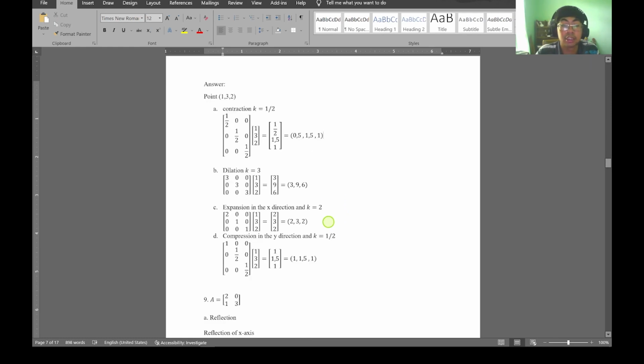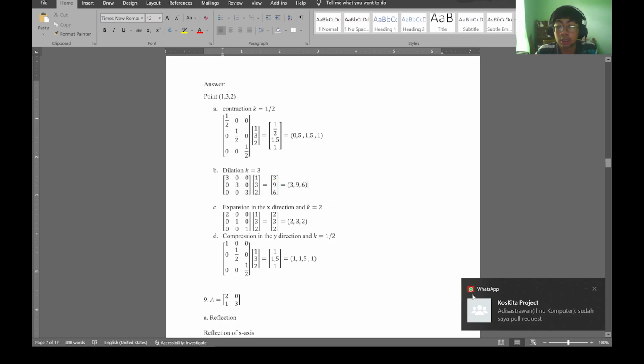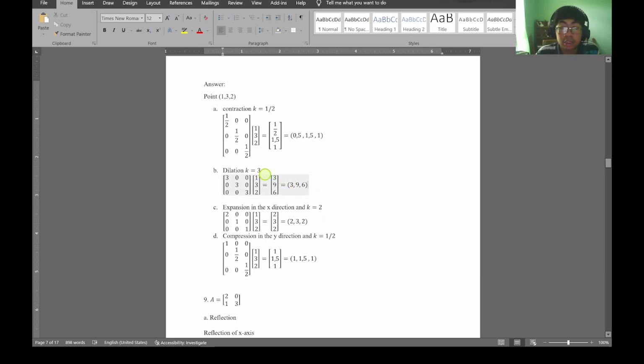Dilation with k equal to 3 is the same as contraction, with diagonal k. Then we multiply it. 3 0 0 times 1 is 3, 0 3 0 times 3 is 9, and 0 0 3 times 2 is 6. So the answer is the matrix 3, 9 and 6.